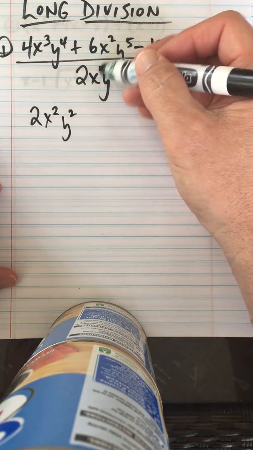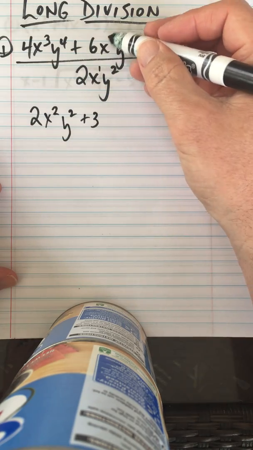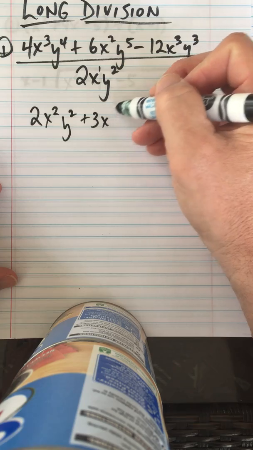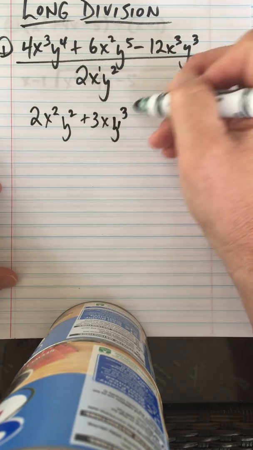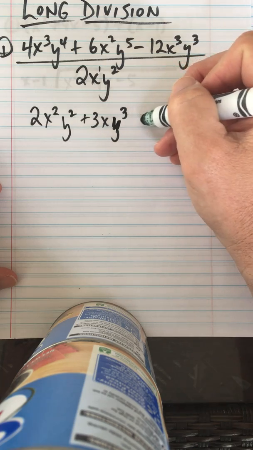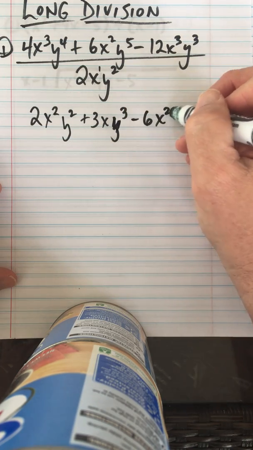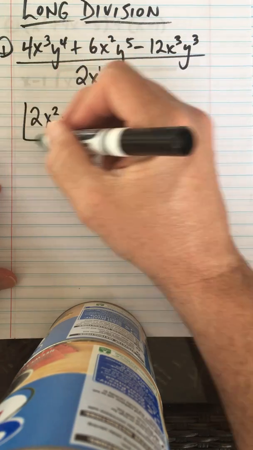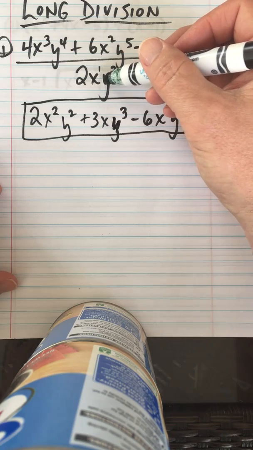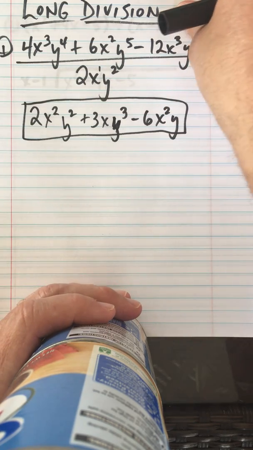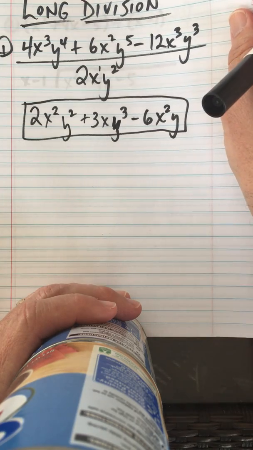Then you're going to do the same thing to the next term. You say 6 divided by 2 is going to be a positive 3. X squared over x to the first is x to the first. Y to the fifth over y to the second is y to the third. And then again, do it to the last one where it's negative 6 x squared y. And this is your answer. If there's no plus sign or a minus sign in what you're dividing by, it's very straightforward. You just divide it into each one of the pieces and move on.